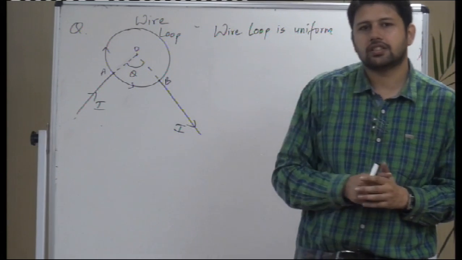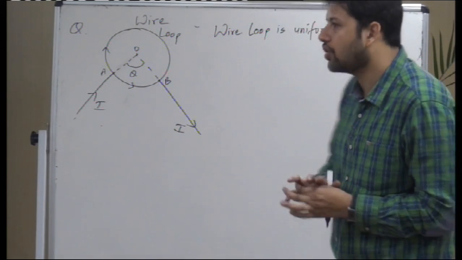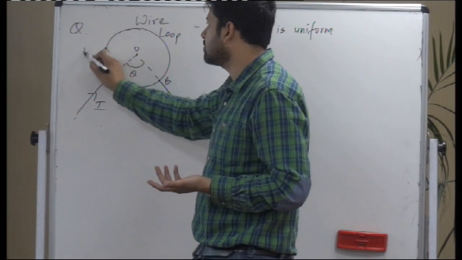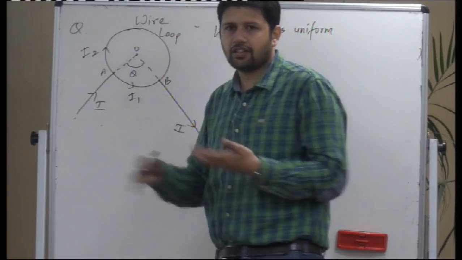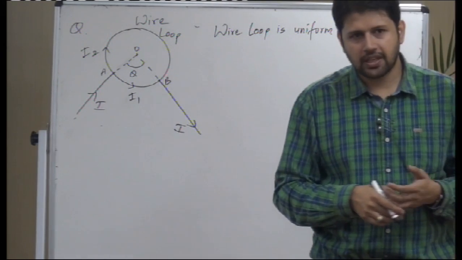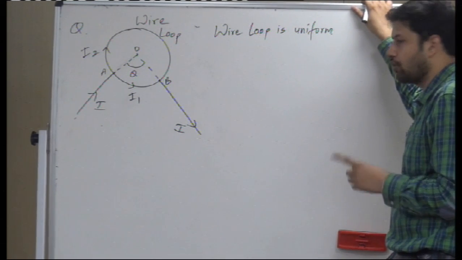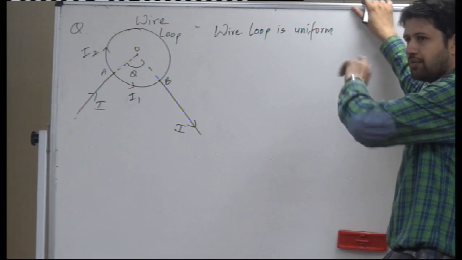See, this thing is not mentioned in the question. This is what we are thinking while solving the question. These are the things we should actually be thinking while solving. So the wire loop is uniform means what? The lower portion would have less resistance, the upper would have more resistance.